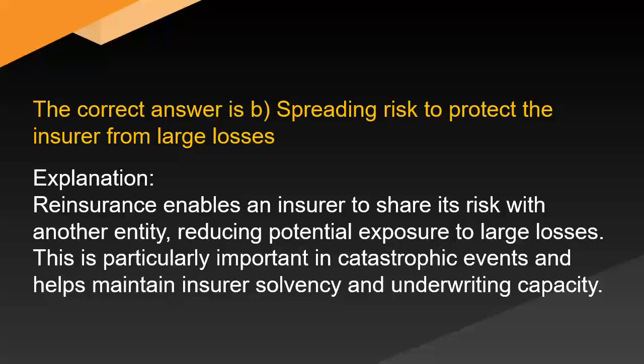The correct answer is B. Spreading risk to protect the insurer from large losses. Explanation. Reinsurance enables an insurer to share its risk with another entity, reducing potential exposure to large losses. This is particularly important in catastrophic events and helps maintain insurer solvency and underwriting capacity.